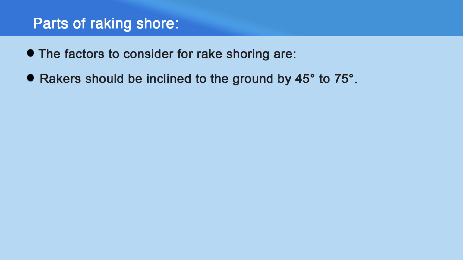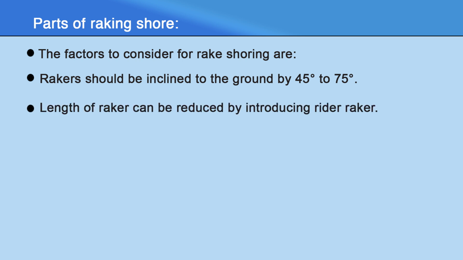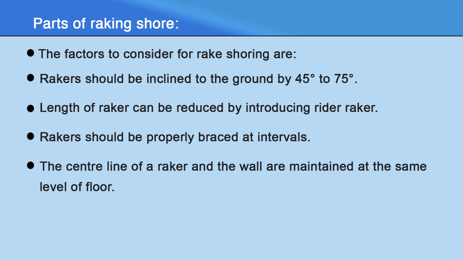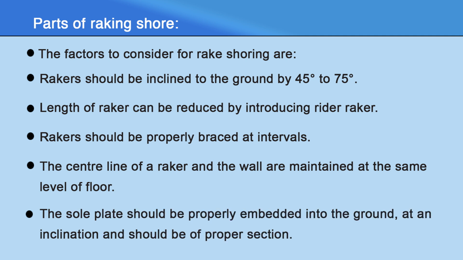The factors to consider for rack shoring are: the rack should be inclined to the ground by 45 to 75 degrees. The length of a rack can be reduced by introducing rider racks. The rack should be properly braced at intervals. The center lines of the racks and the wall are maintained at the same level of floor. The sole plate should be properly embedded into the ground at an incline and should be of proper section. The wedge should not be used on the sole plates.